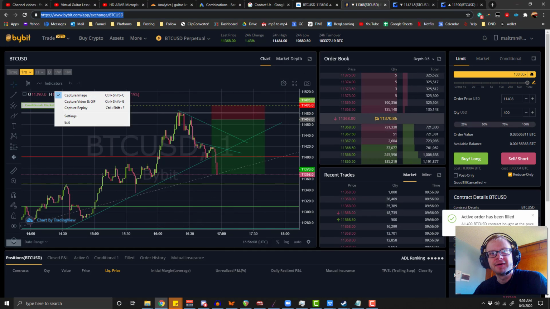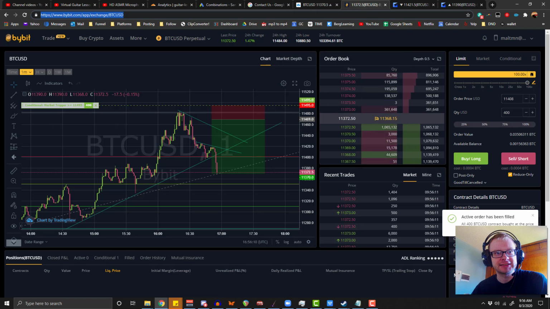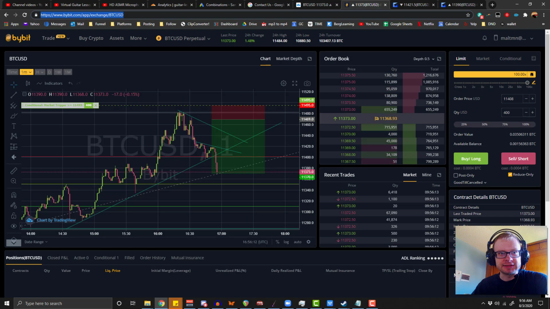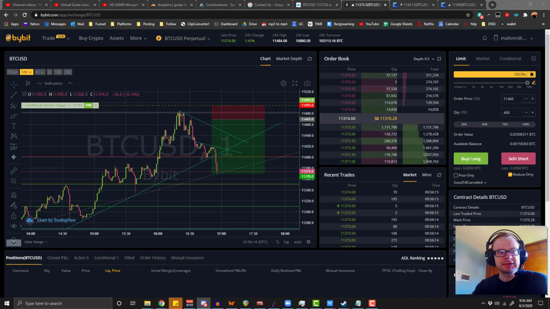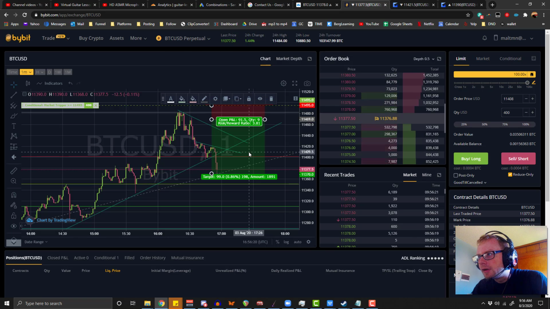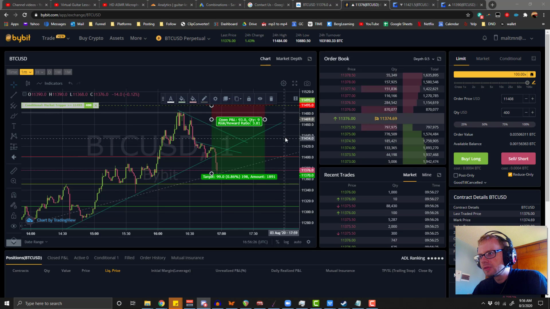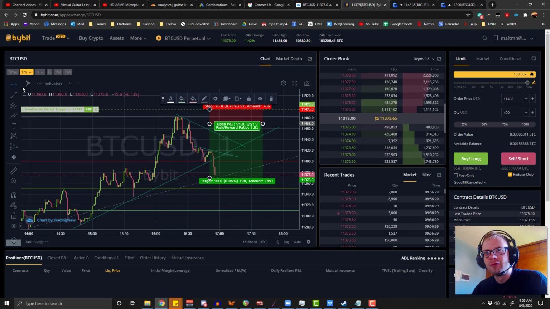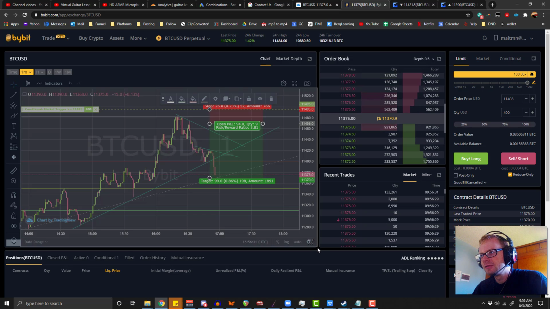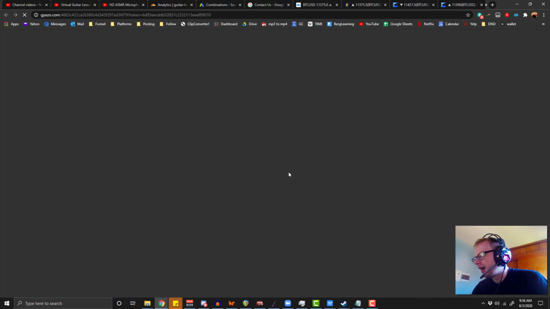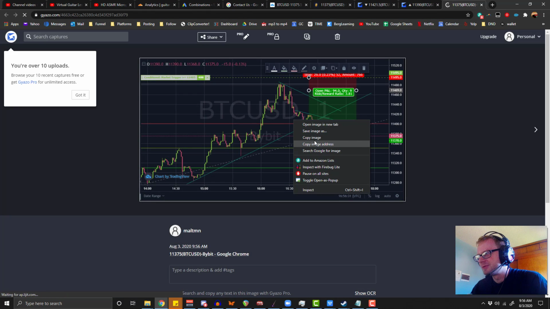Ooh, there we go. Bam! Yes! Yes! Easy 4-to-1 trade. How much was this? This was easy 4R. Easy 4R. Really, really, really nice trade, guys. Really nice trade. I mean, that was just beautiful.